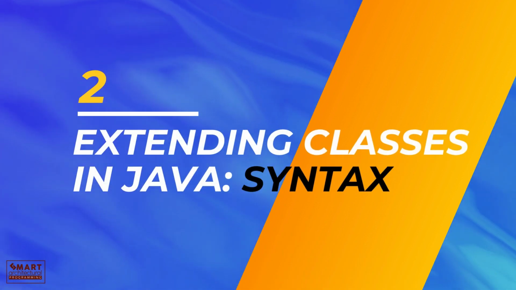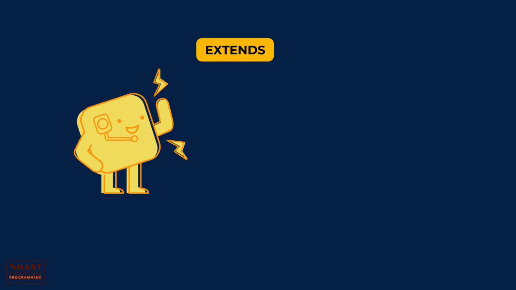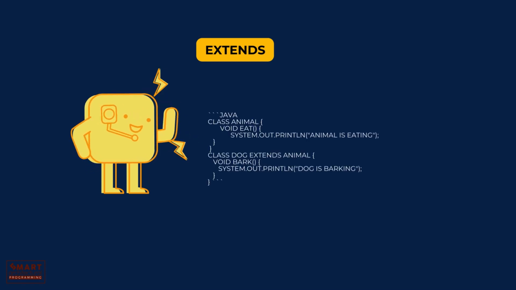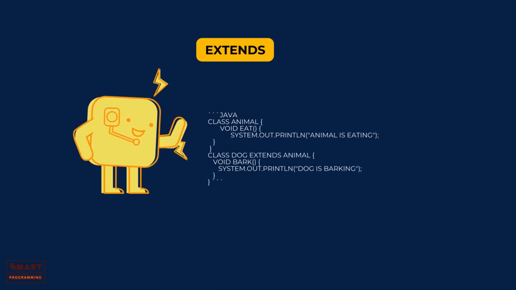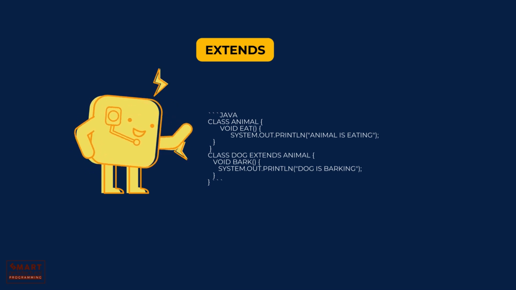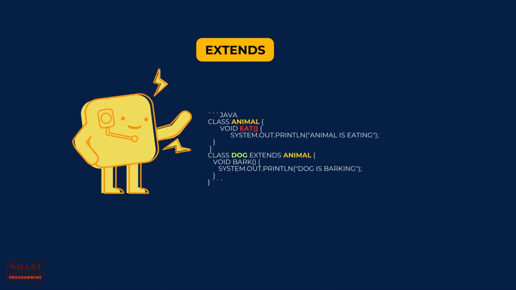2. Extending classes in Java. Syntax: in Java, extending a class is achieved using the extends keyword. Let's look at an example. Java: class Animal { void eat() { System.out.println("Animal is eating"); } } class Dog extends Animal { void bark() { System.out.println("Dog is barking"); } } Here, the Dog class extends the Animal class, inheriting its eat method.